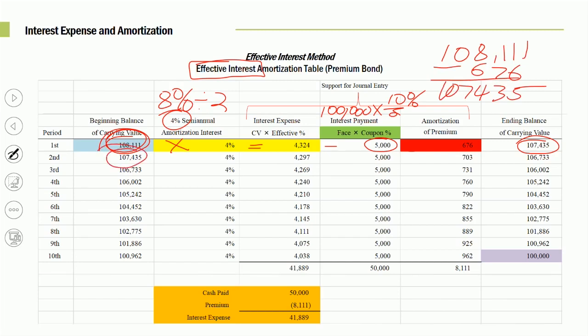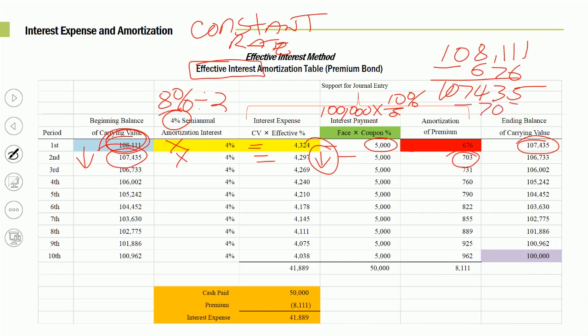The next period, your carrying value is a little bit lower. As your carrying value gets pulled down, notice what's happening to my interest expense. Effective interest method is called a constant rate method. While the dollar amount of interest is not constant, it's getting pulled down with the carrying value, the rate is constant, 4%, the semi-annual market rate. So again, your $4,297 minus your $5,000, we just amortized another $703. So what happens to your carrying value now? Subtract it, and now our carrying value drops to $106,733.